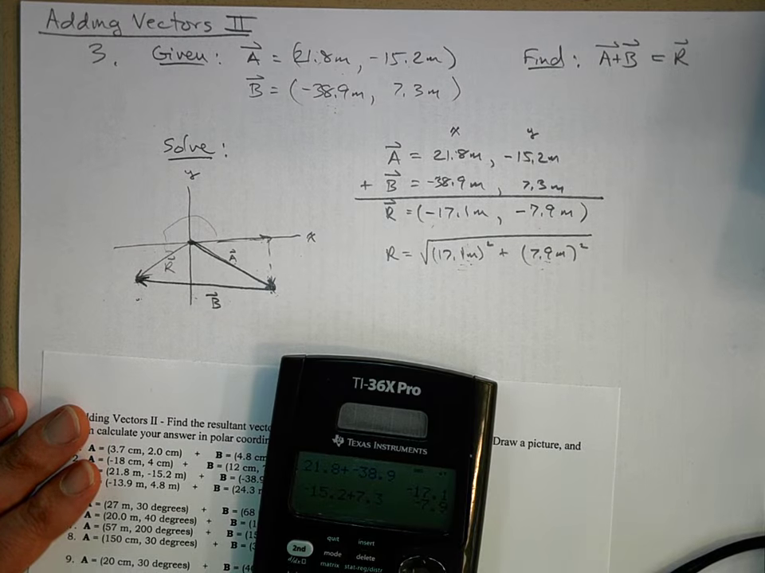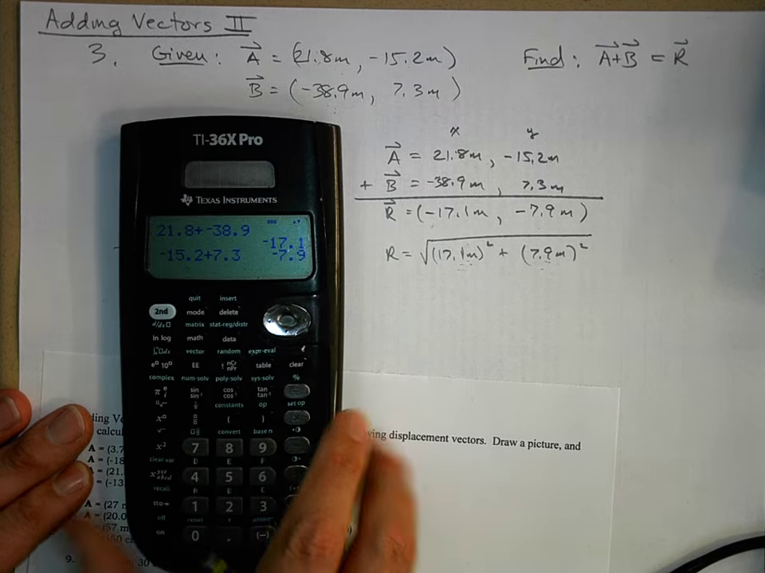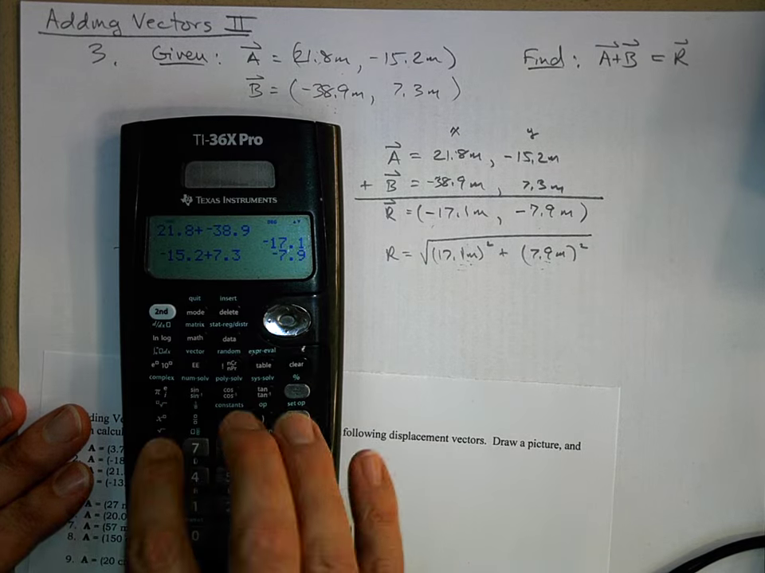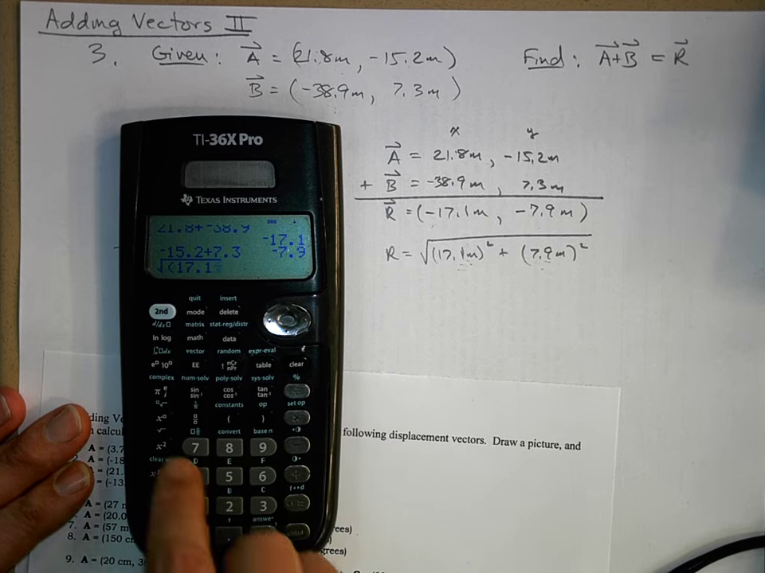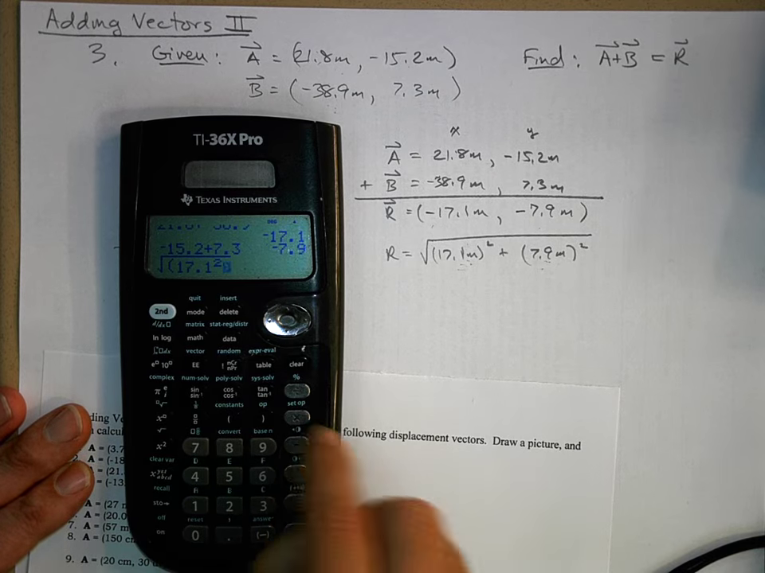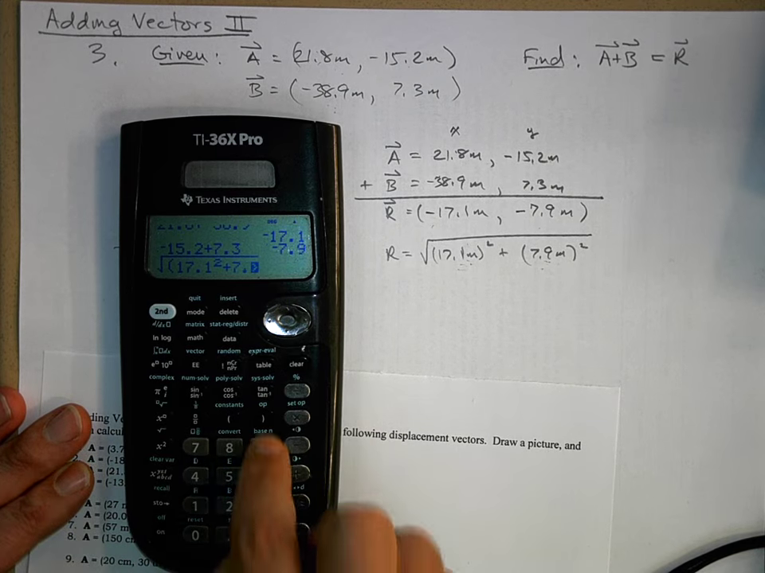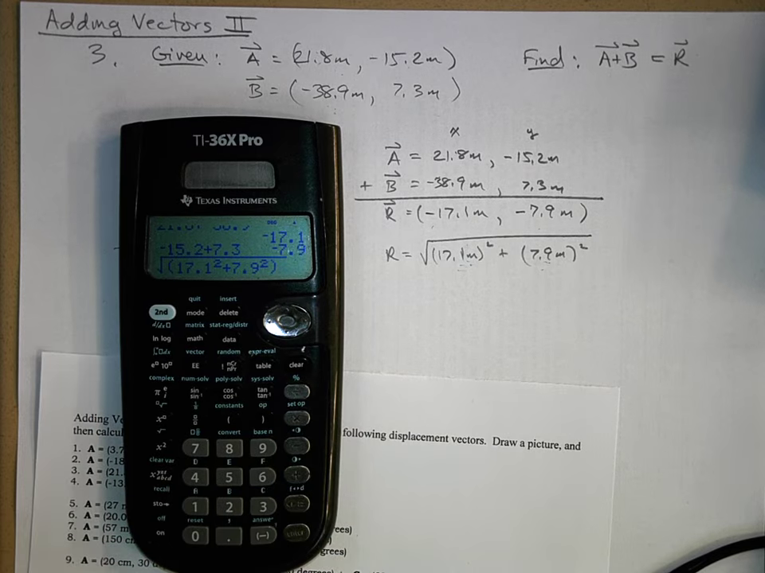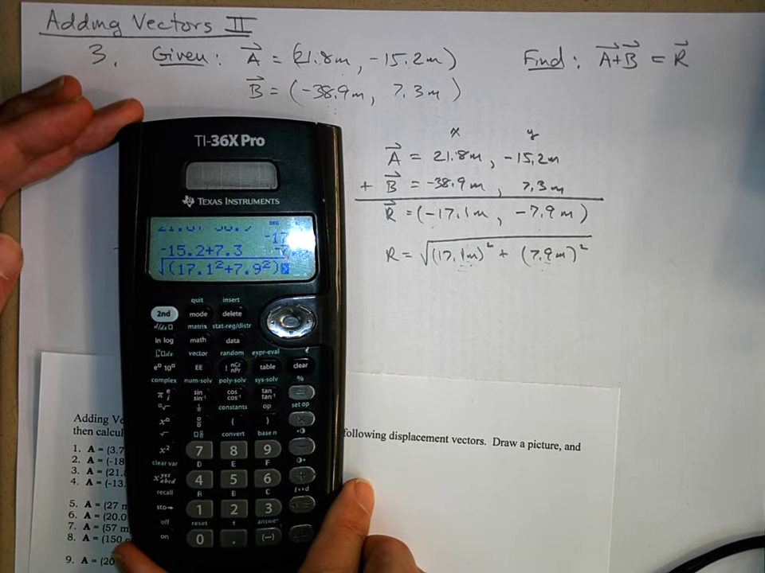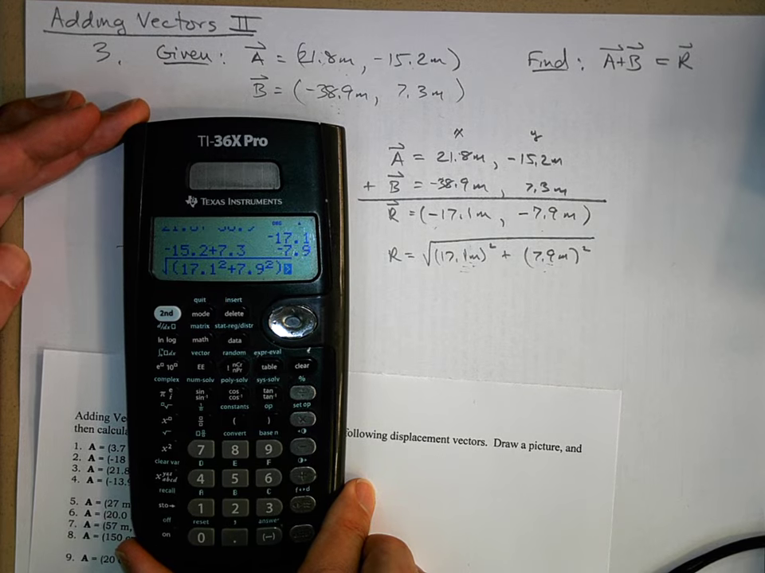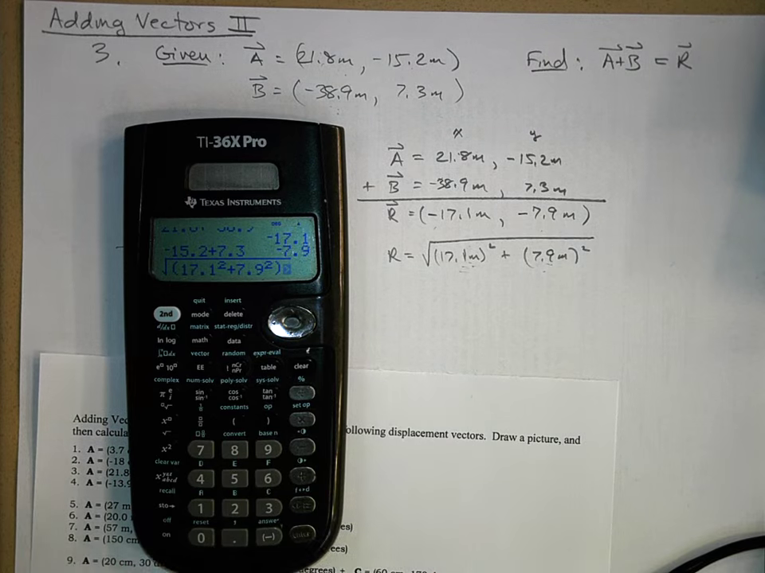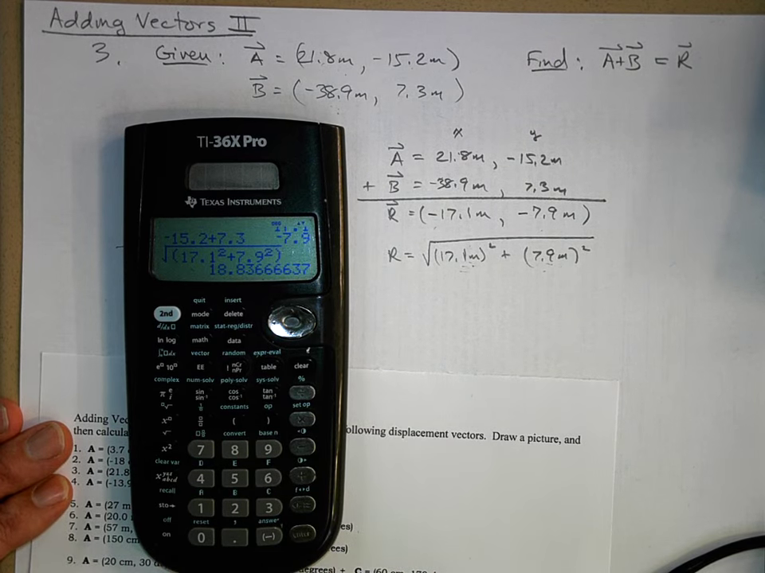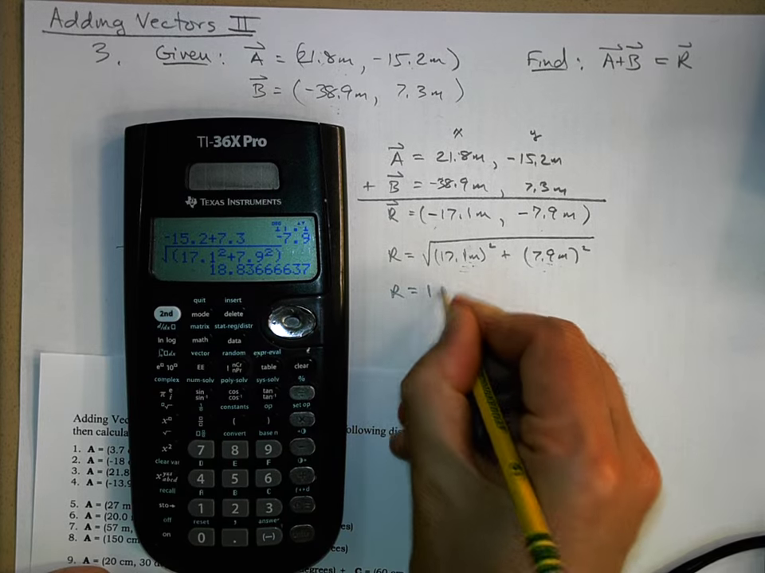All right, so there's my calculator. Let's see. So we're going to take the square root of 17.1 squared plus 7.9 squared, close parentheses. And notice in my calculator, the square root sign there, that I put everything in parentheses like that. It just makes sure that the calculator gets me the correct answer. R equals 18.8 meters.